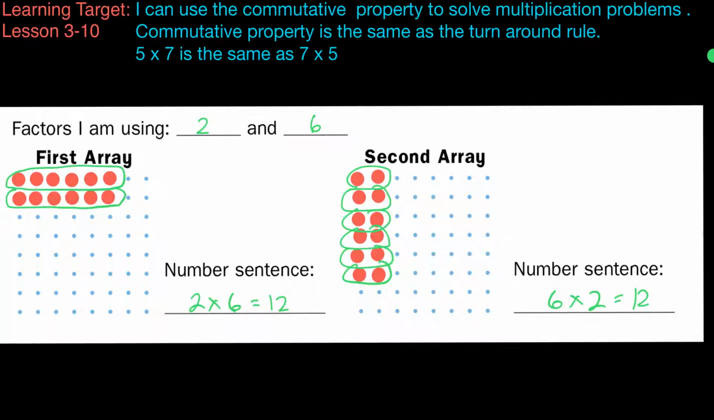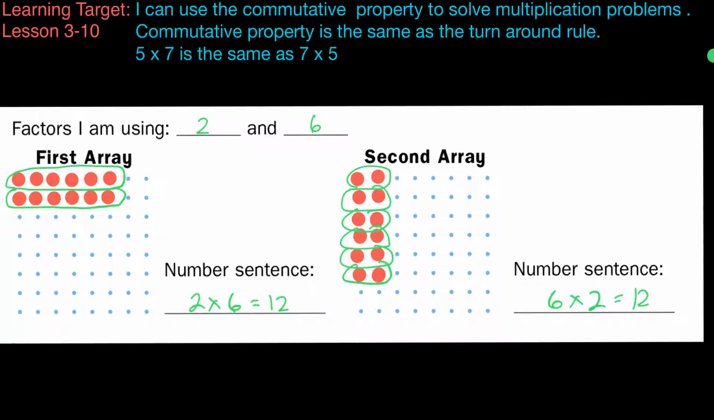So we can see that it proves now that the commutative property, or the turnaround rule, being able to switch factors 2 and 6 or 6 and 2, we get the same answer. And we can use this to help us, because sometimes if we had a problem like 2 times 9, maybe 9 plus 9 in our head wasn't as easy to solve. We could count by our 2s 9 times.